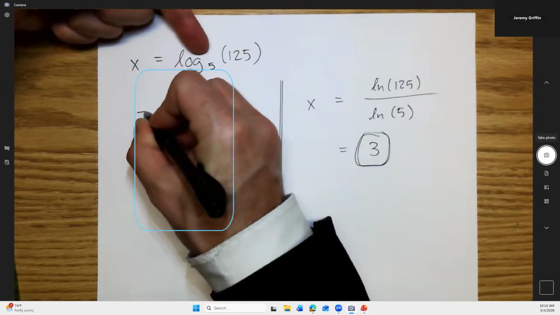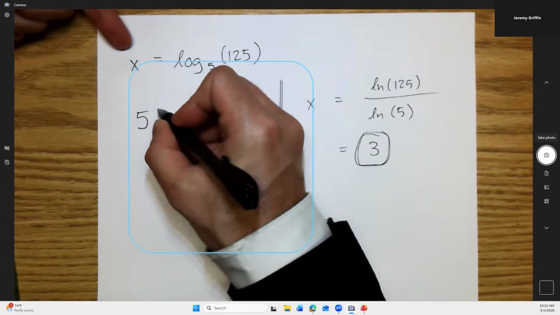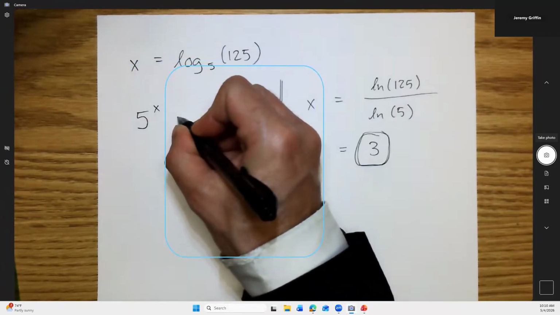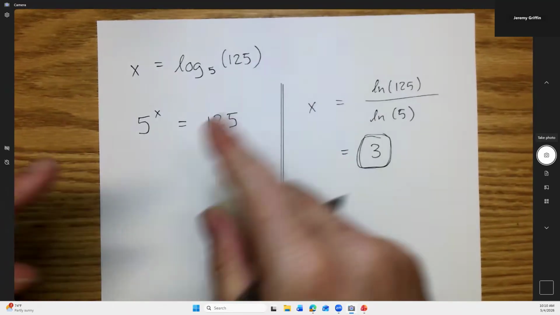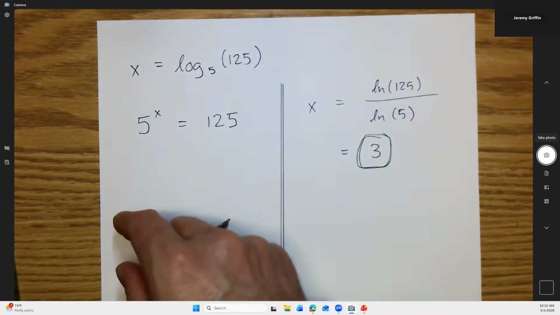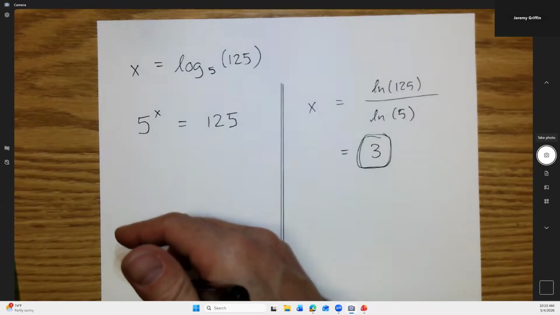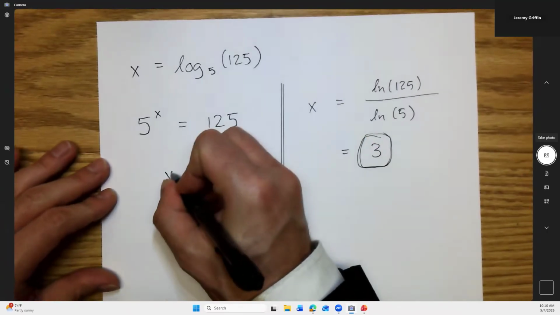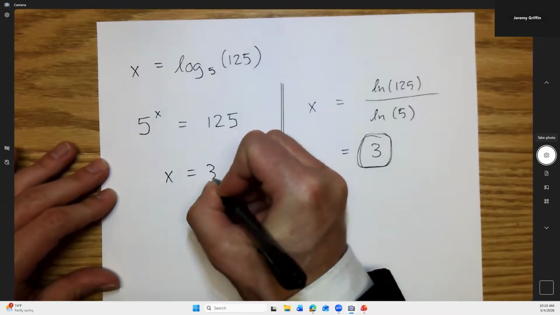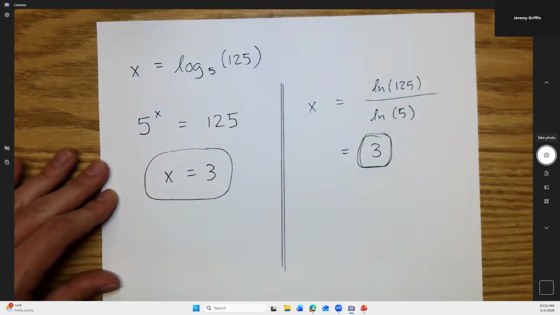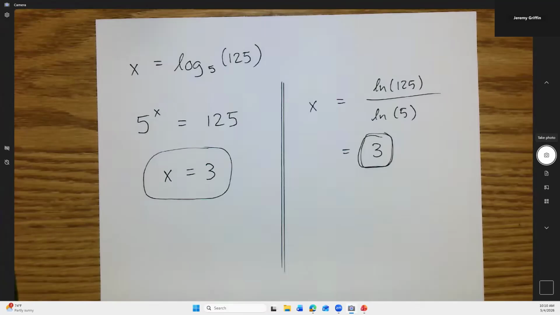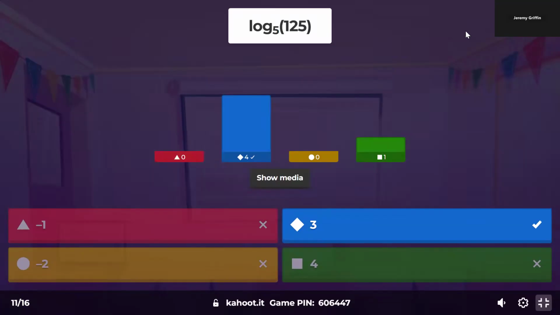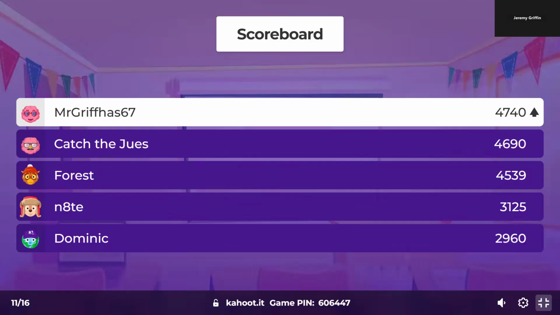Here's your base, 5 to the power of what? x, which turns out to be 3. You might recognize that you say, okay, well, 5 to the power of what would be 125? 5 times 5 is 25, times another 5 is 125. So from that perspective also, x has to be 3. So there are 2 different ways to do it. So you guys know a couple ways to solve logarithms there. That's good. Alright, next one.